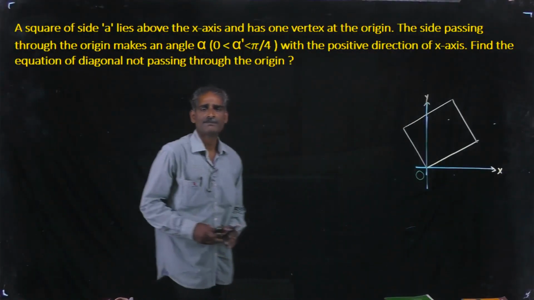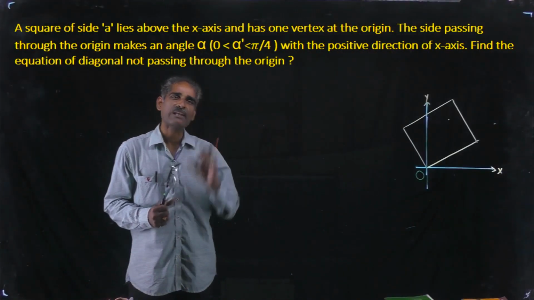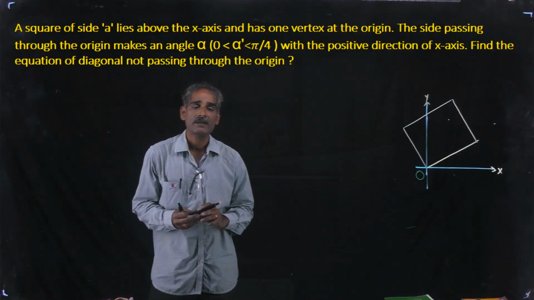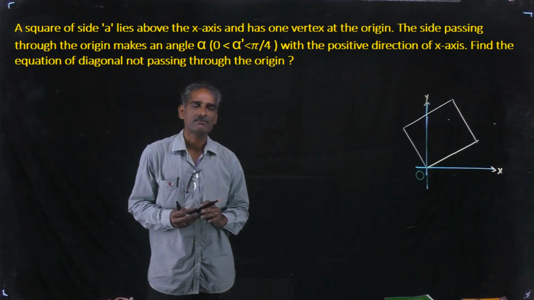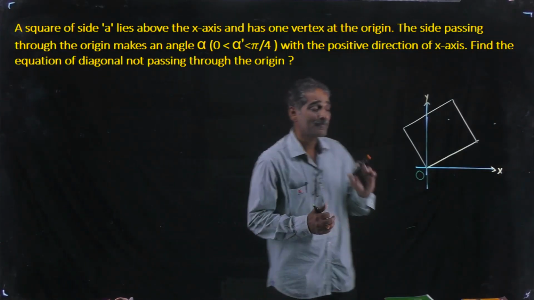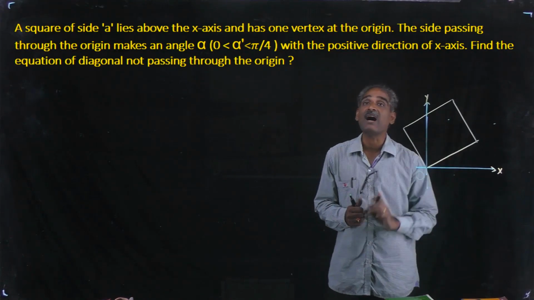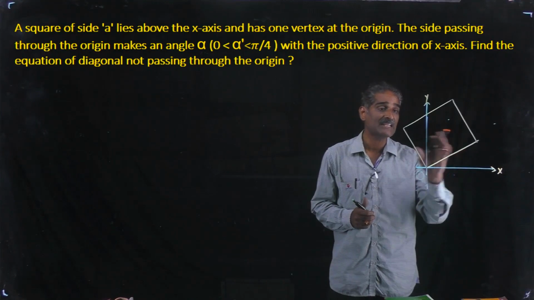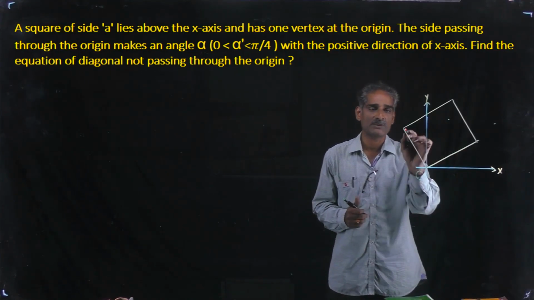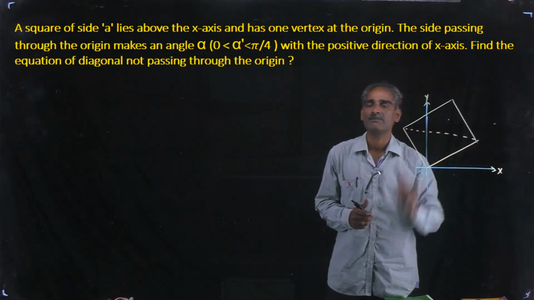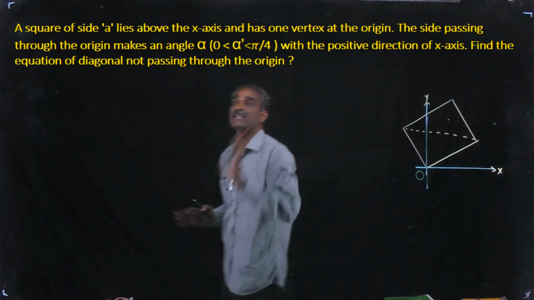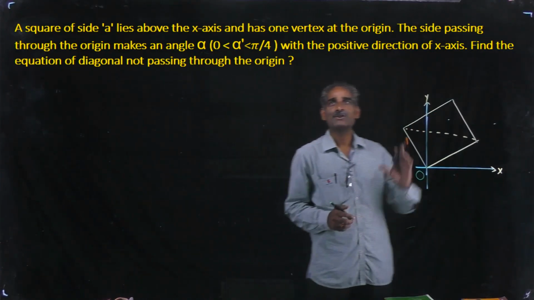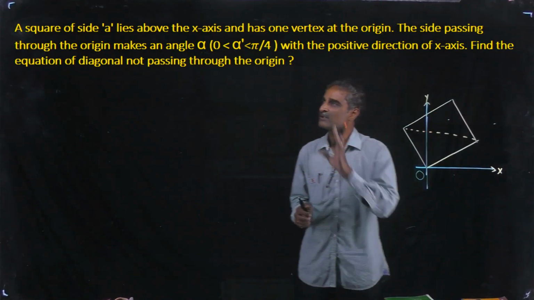Okay, see this problem. A square of side small a lies above the x-axis and has one vertex at the origin. The side passing through the origin makes an angle alpha with the positive direction of the x-axis. Here we have to find the equation of the diagonal not passing through the origin. So the square has side A, above the x-axis, and the side passing through the origin makes angle alpha.